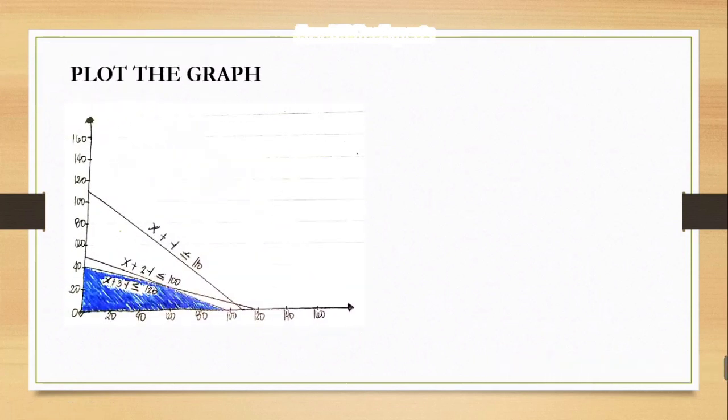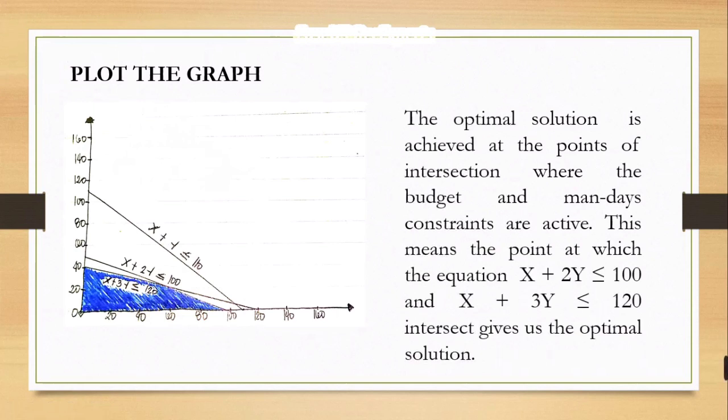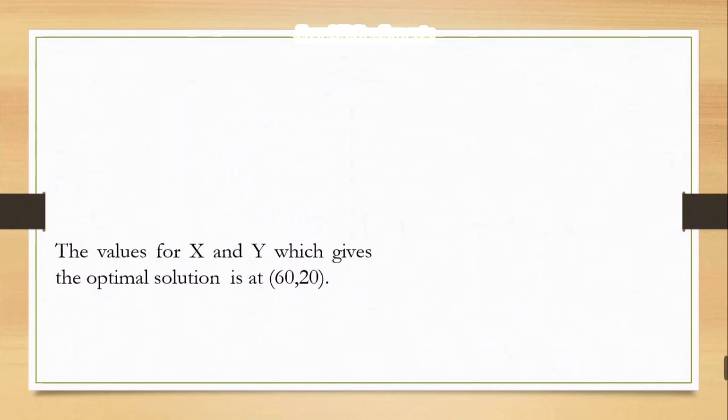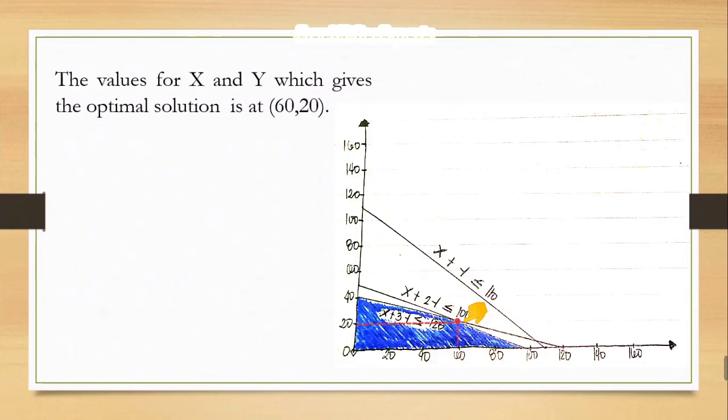So now, let's plot the graph. The optimal feasible solution is achieved at the point of intersection where the budget and Mondays constraints are active. This means the point at which x + 2y is less than or equal to 100 and x + 3y is less than or equal to 120 intersect gives us the optimal solution. The values for x and y which give the optimal solution are 60 and 20.